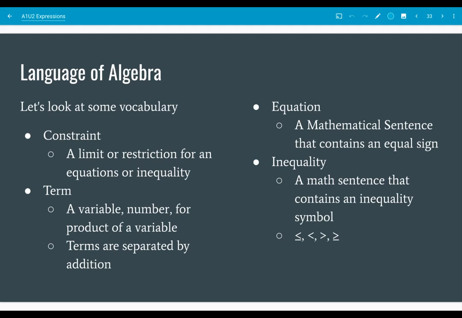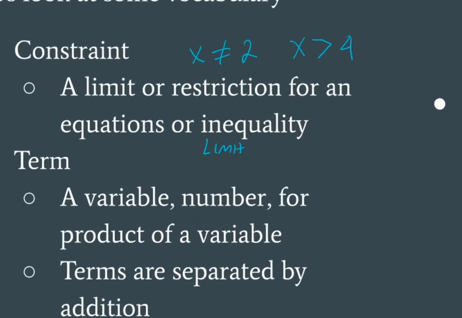Some other stuff we need to look at. A term called constraint. So a constraint is a limit or restriction we put on an equation or inequality. So generally constraints we'll view as, we'll say x not equal to 2, or it'll say x greater than 4 or something like that. The constraints limit the input or domain.